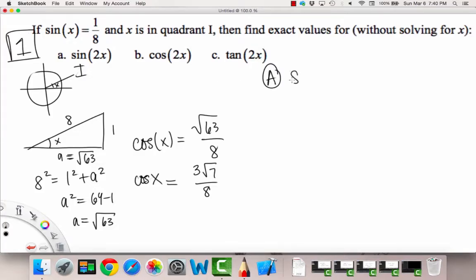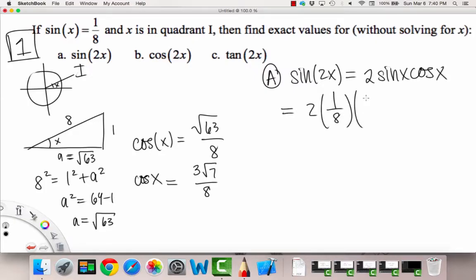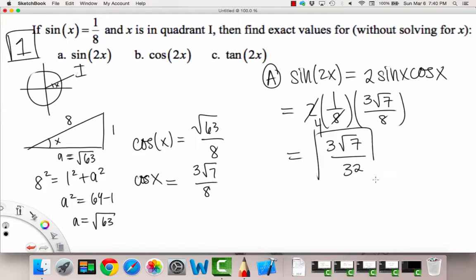So part A is sine of 2x. According to our double angle identity, this is equal to 2 times sine x times cosine x. We were given sine x, so that's 1 over 8, and we found cosine x, so that's 3 times radical 7 divided by 8. We can cancel the 2 with a 4 on the bottom, so this will be 3 times radical 7 over 32. So that's part A.